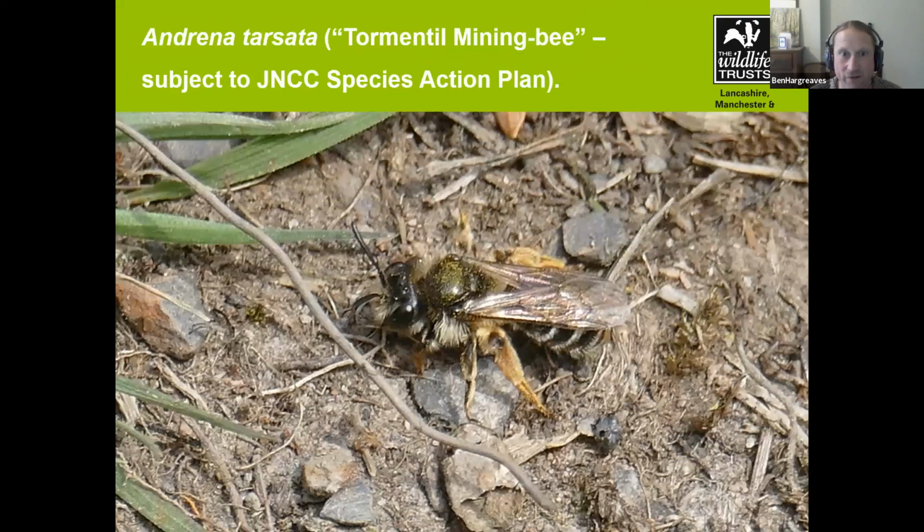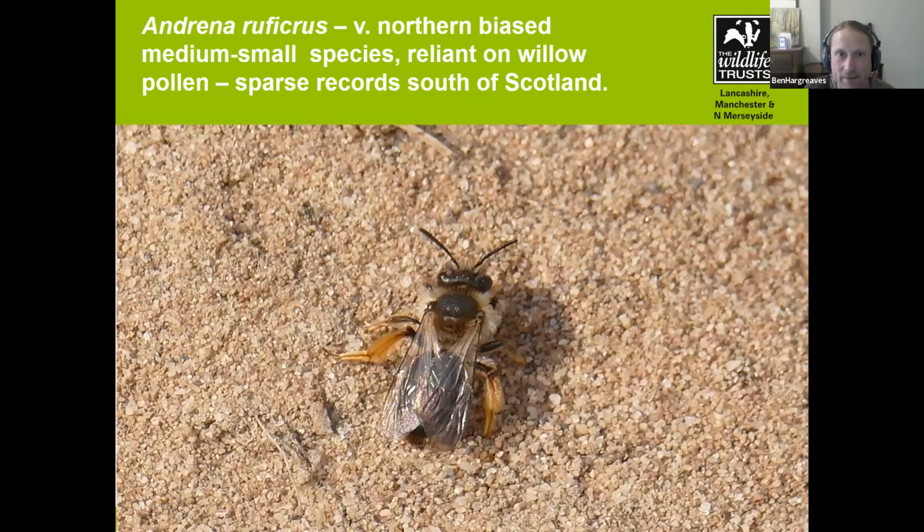This is one we've already mentioned, tormentil mining bee. It's subject to a species action plan, so that's a northwest speciality. Next slide, please. This one, thanks to John Wright for this picture from the Derwent area. Very northern bee, Andrena ruficrus, flies very early. Most records are in Scotland and it doesn't come any further south than Lancashire, so very much a northern species. Next slide, please.